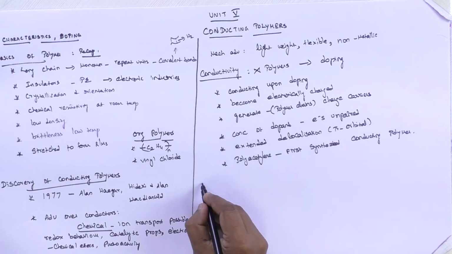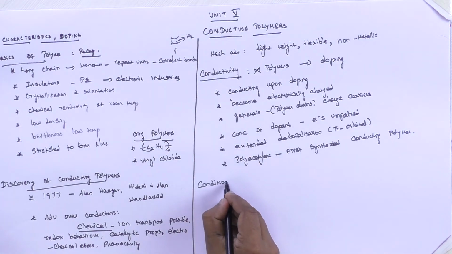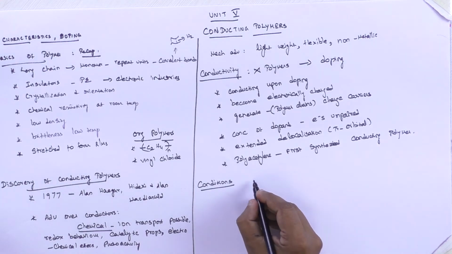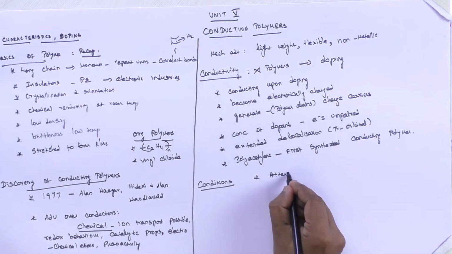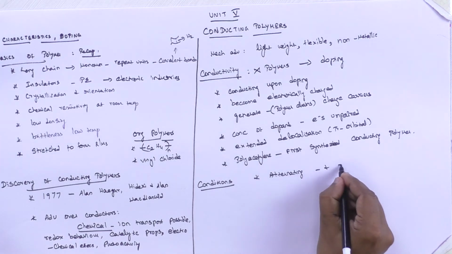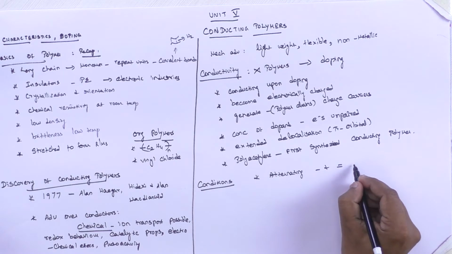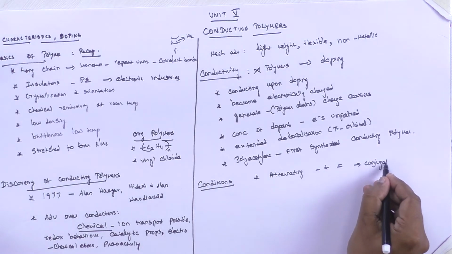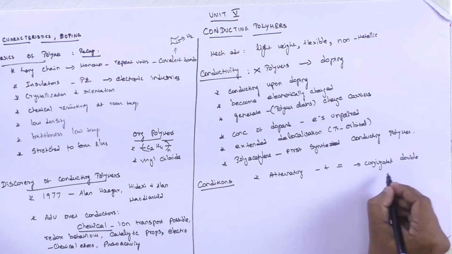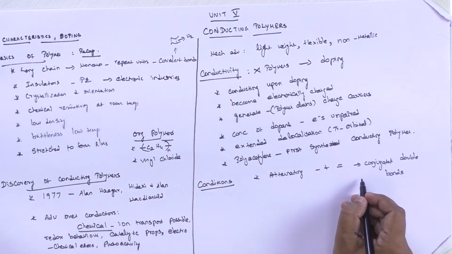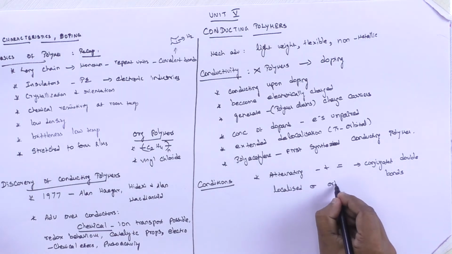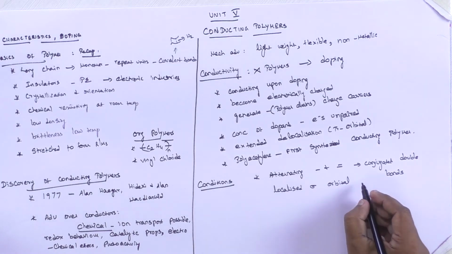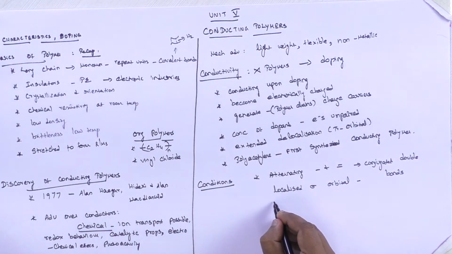And what are the conditions for a polymer to become conductive? The first condition is that the polymer should have alternating single and double bonds. It must have alternating single and double bonds to become conductive, which we call conjugated double bonds. So, it must have conjugated double bonds, with localized sigma orbitals which form strong chemical bonds, and delocalized pi orbitals.